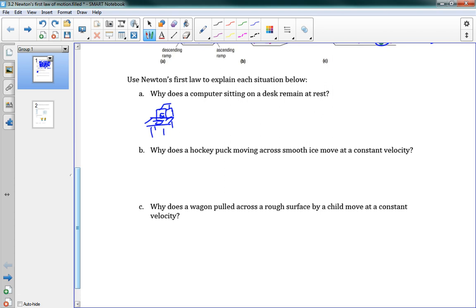It's not a great system diagram, but the more important one is the free body diagram, where I'm going to draw the forces on it. There's going to be gravity. There's a normal force. Those are the only two forces acting on this.